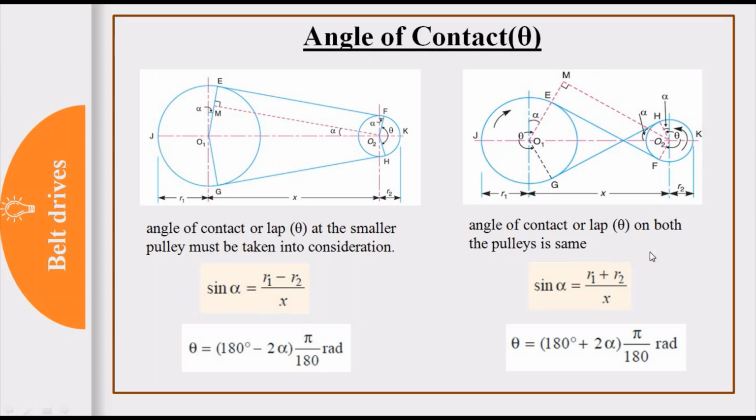In case of cross belt drive, angle of contact or lap angle will be the same on both the pulleys. So here, considering the larger pulley, angle of contact is from E to G, which will be 180 plus 2 alpha, multiplied by pi by 180 for radian. And here sine alpha will be R1 plus R2 divided by X. In MCQs, either these formulas will be asked or the condition, meaning in open belt drive which pulley is to be considered for angle of contact, and in cross belt drive which pulley should be considered. So this is all about flat belt drive, and as far as the RTO examination is concerned, most of the MCQs based on the power transmission topic will be on flat belt drive only.